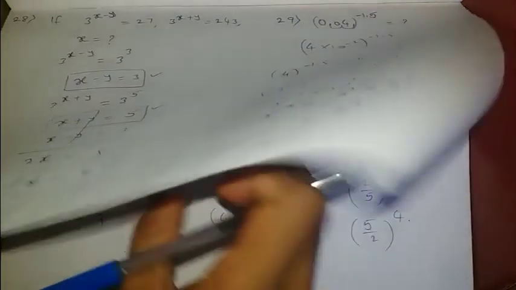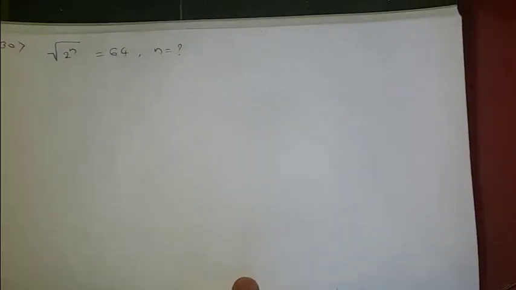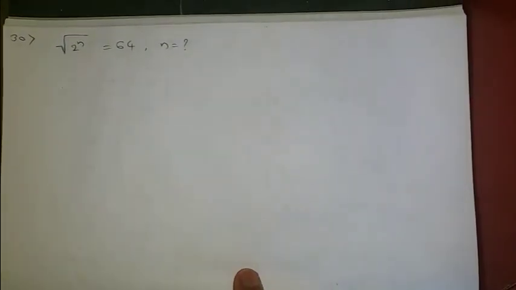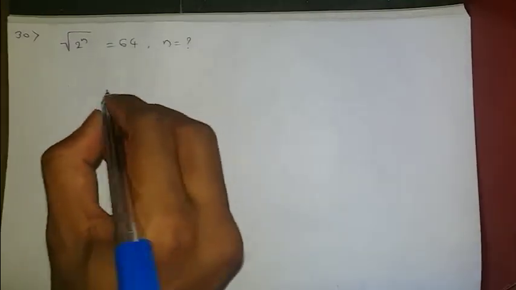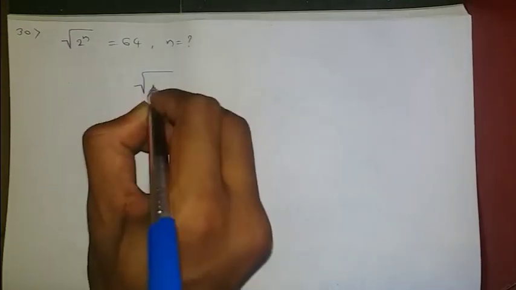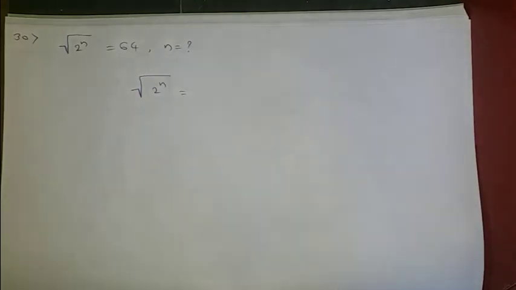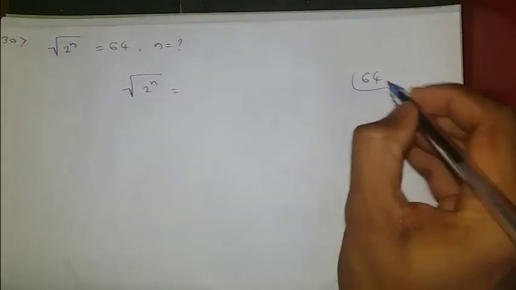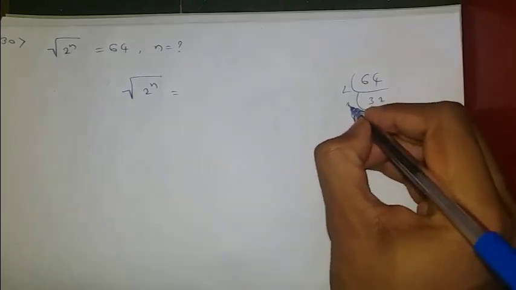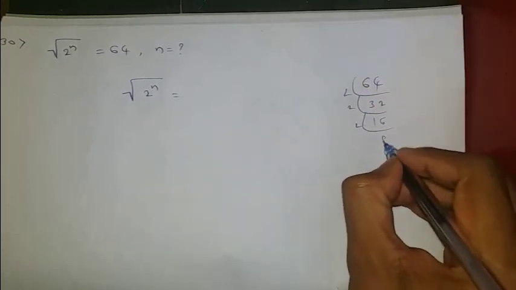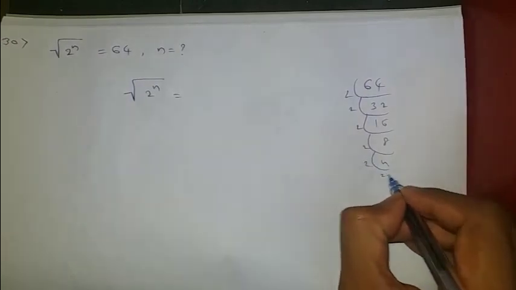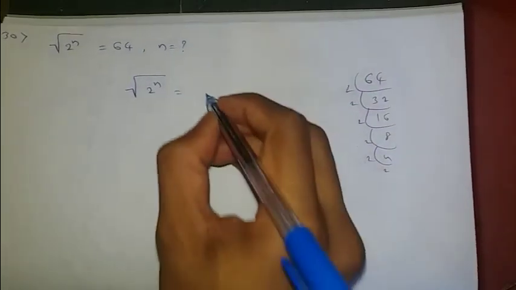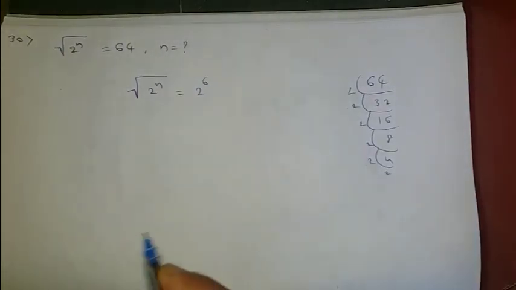Okay, let's move to the next question. Under root 2 power n is equal to 64, then what is the n value? So the left side I am writing as it is, that is root 2 power n is equal to 64. If we do prime factorization for 64: 2 32s are 64, 2 16s are 32, 2 8s are 16, 2 4s are 8, 2 2s are 4, 2 1s are 2. So 2 power 6.